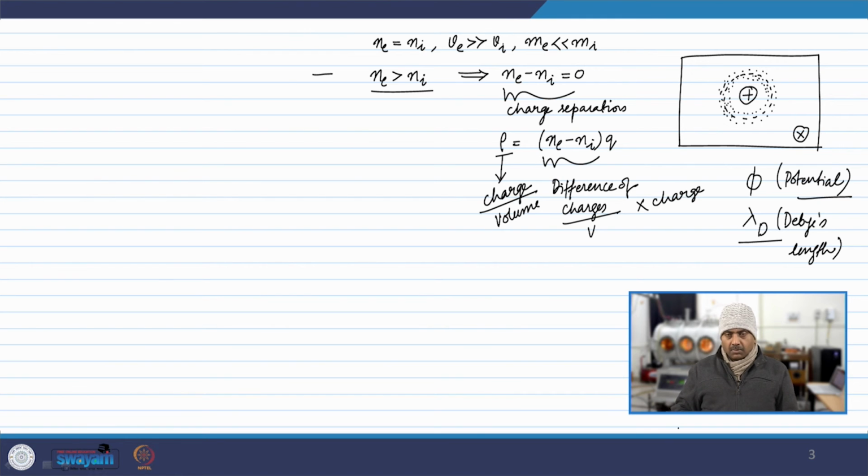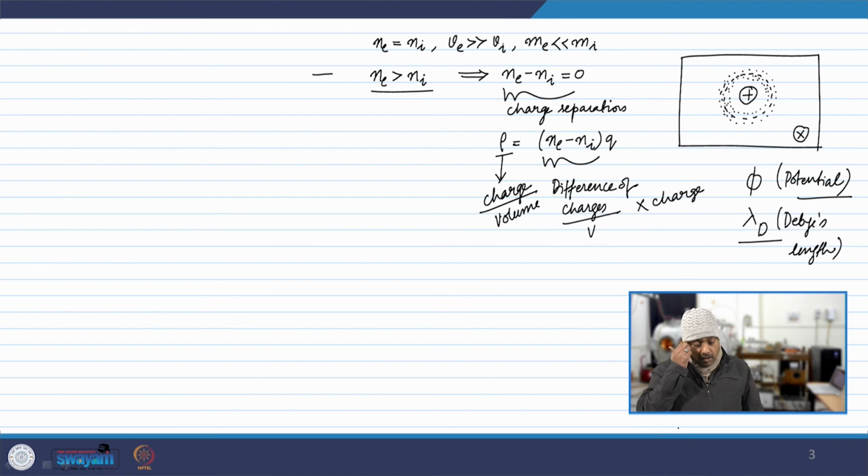macroscopically the first statement that we made is that the total number of electrons is equal to the total number of ions. So when you talk about quasi neutrality, it may so happen that if you go to very microscopic places, maybe you will have some difference of charges, but on the whole it is electrically neutral. So there is no concept of charge separation. That is the basic idea, right. So we have now deviated away from the basic charge separation idea.